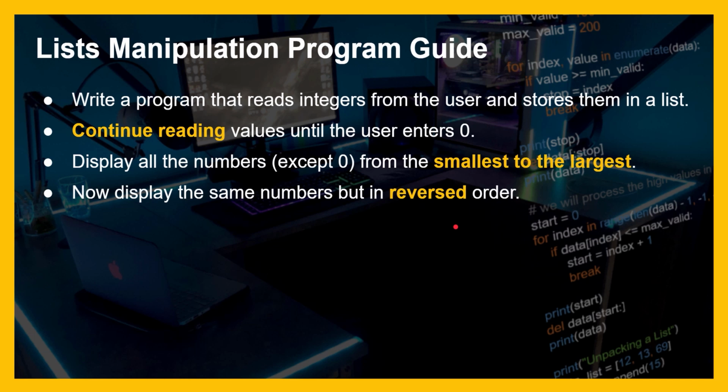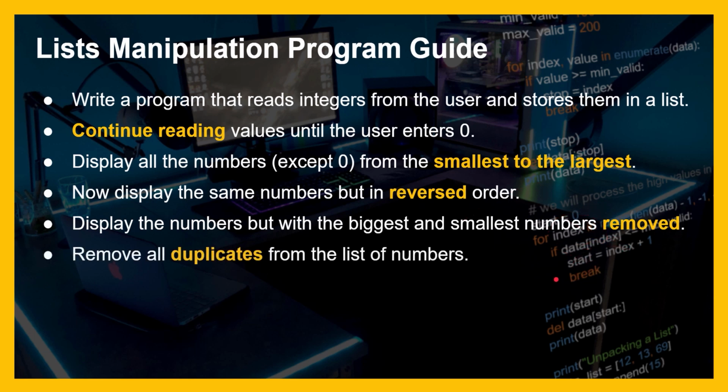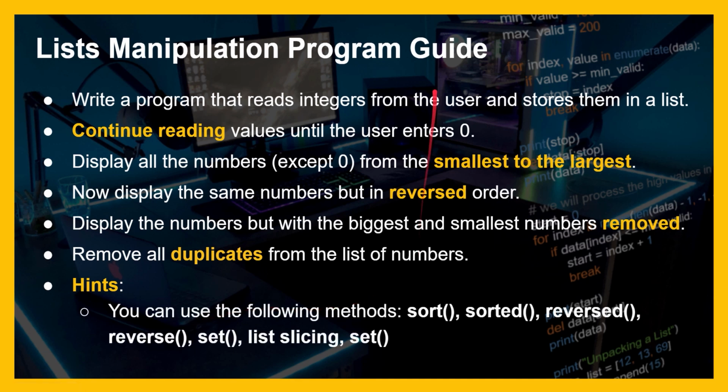Now display the same numbers but in reversed order. Display the numbers but with the biggest and the smallest numbers removed. This is going to be very important. Remove all the duplicates from the list numbers, and this is going to be a list of methods that you can use in order to do the following stuff.